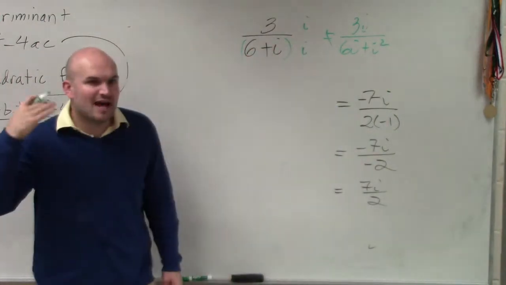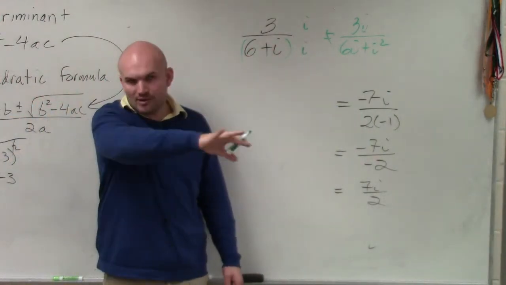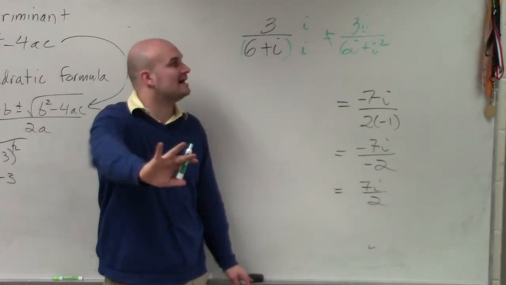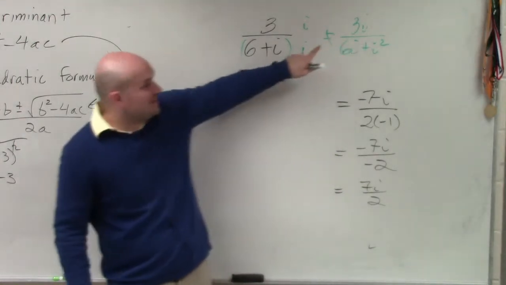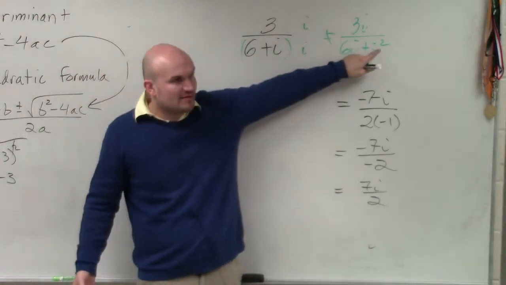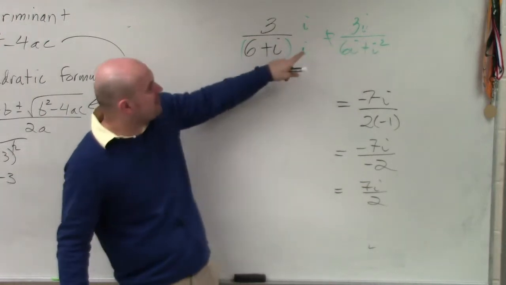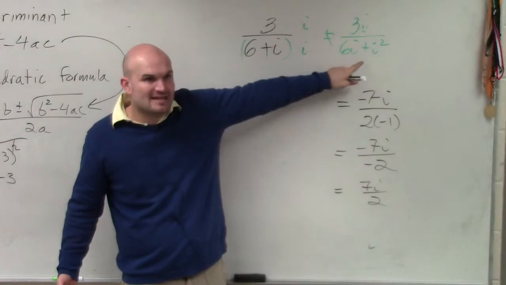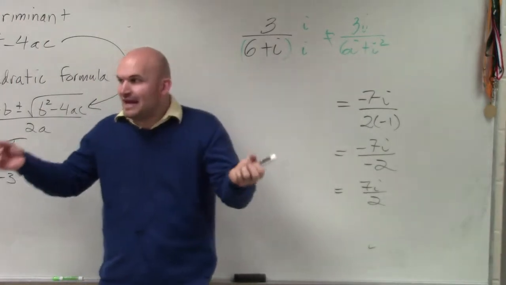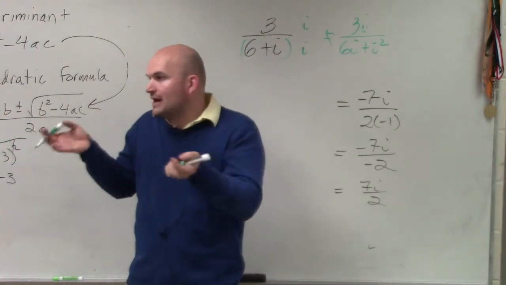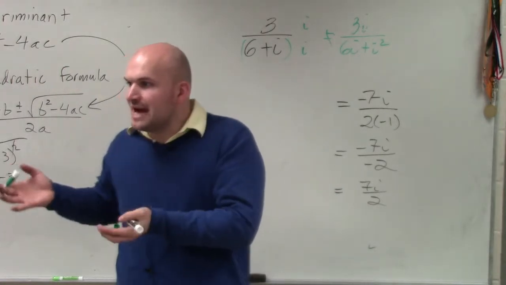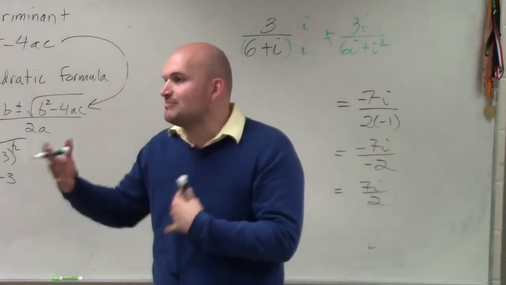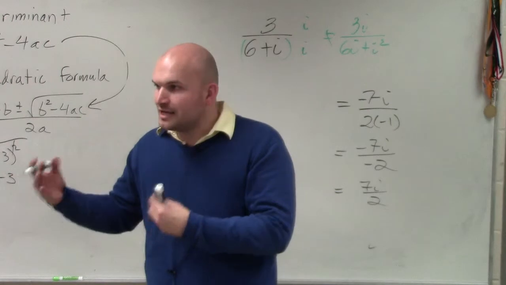What I'm trying to have you understand is that when I multiply by i, I get i squared, which is going to eliminate. But I have to multiply the i times the 6 as well, so I'm still going to have an i in the denominator. So when you have a binomial or an expression in your denominator, you cannot multiply it just by i. It's not going to work.